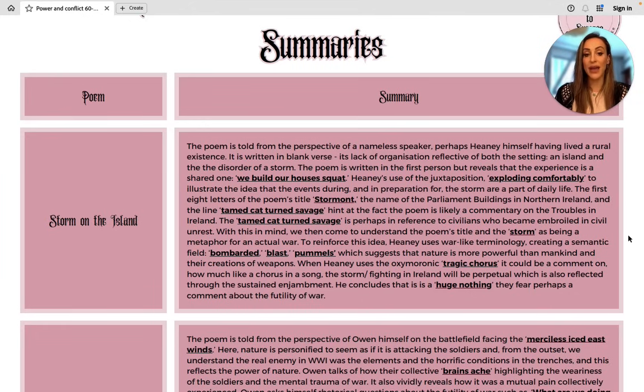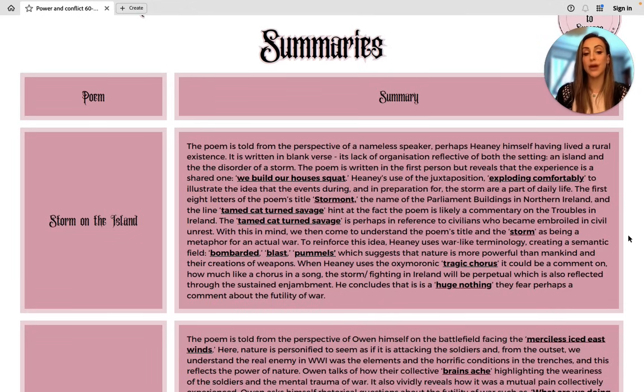With this in mind, we then come to understand the poem's title and the storm as being a metaphor for an actual war. To reinforce this idea, Heaney uses warlike terminology, creating a semantic field: bombarded, blast, pummels, which suggests that nature is more powerful than mankind and their creation of weapons.